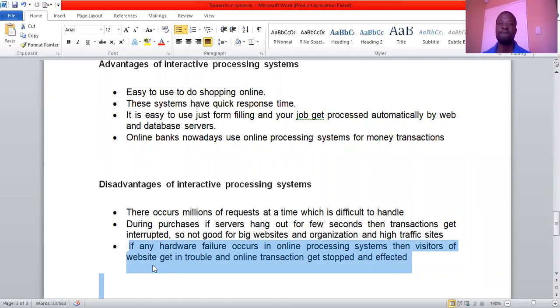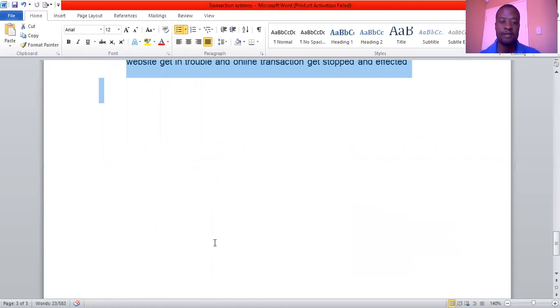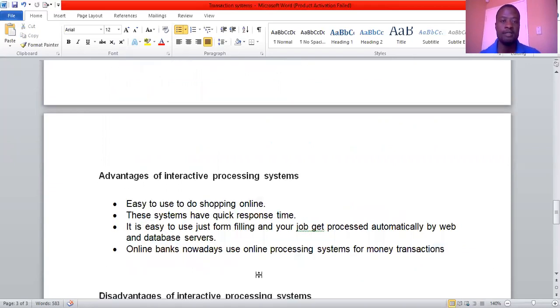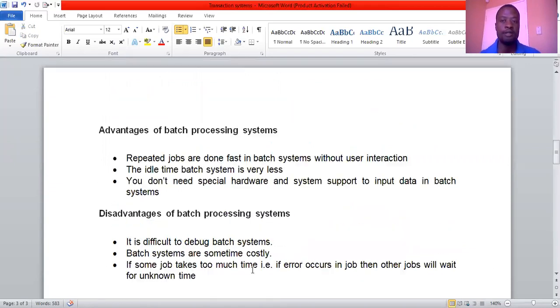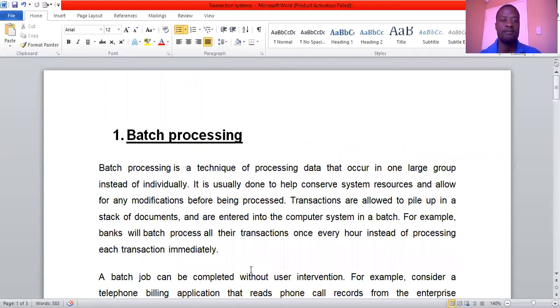Right, so this is the end of our lesson. I hope you go through this recording over and over until you understand the difference between these two processing systems.